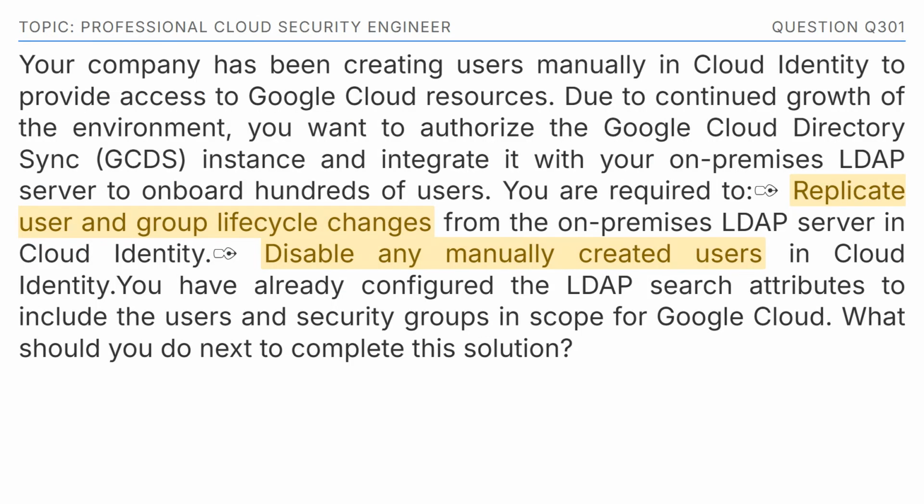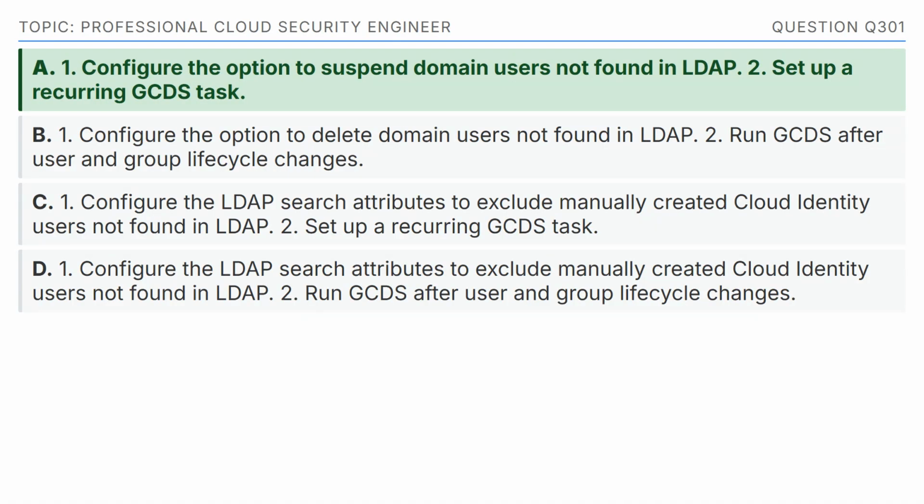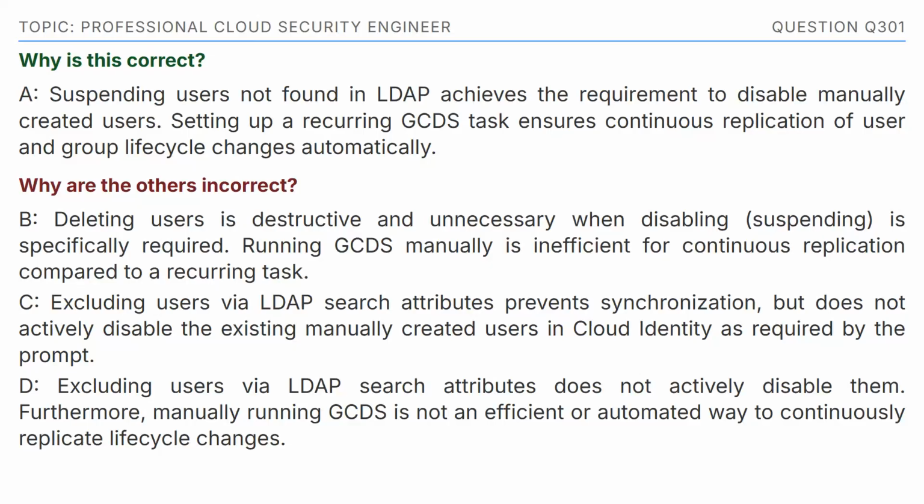To arrive at the correct answer, we focus on the keywords: replicate user and group lifecycle changes, disable any manually created users. The correct answer is option A, 1. Configure the option to suspend domain users not found in LDAP. 2. Set up a recurring GCDS task. Why is this correct? A. Suspending users not found in LDAP achieves the requirement to disable manually created users. Setting up a recurring GCDS task ensures continuous replication of user and group lifecycle changes automatically.